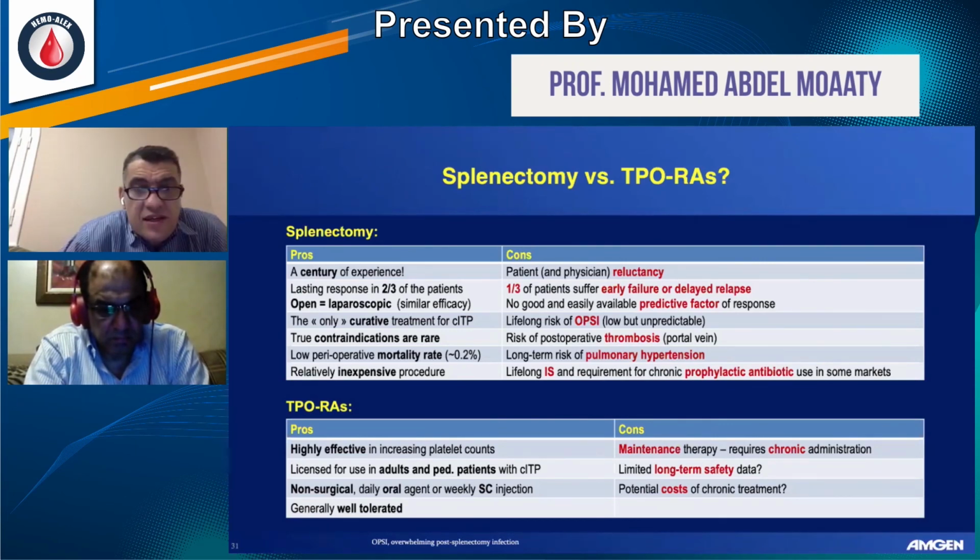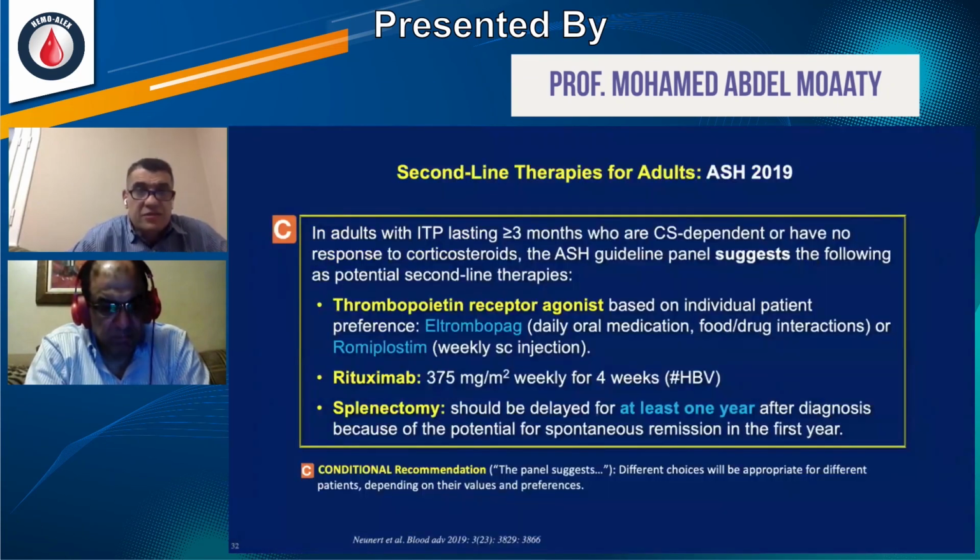Overwhelming post-splenectomy infection is a side effect of splenectomy, along with the risk of thrombosis and the lifelong immunosuppression requiring chronic prophylactic antibiotic use in some patients. TPO agonists, on the other hand, have the advantage of being highly effective in increasing platelet count. They are approved in adults and pediatrics. It is a non-surgical daily oral agent or weekly subcutaneous injection. However, it requires chronic administration, with limited long-term safety data and a potential cost of chronic treatment.